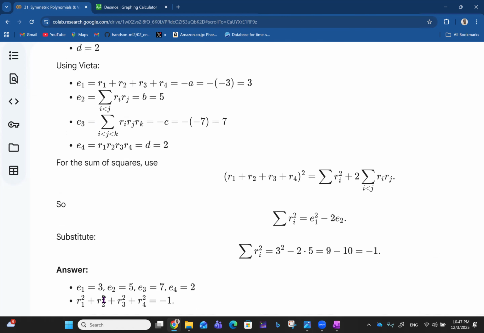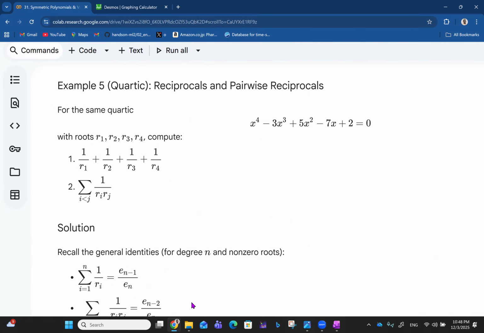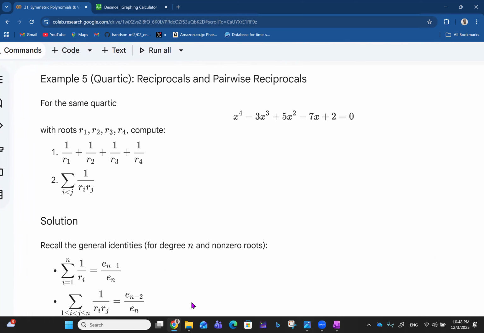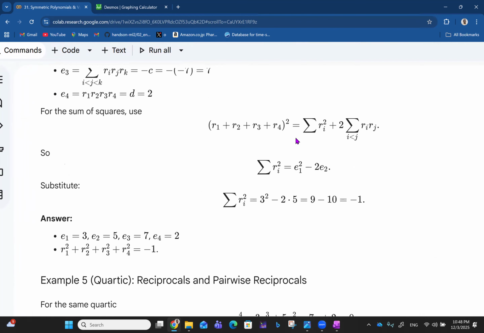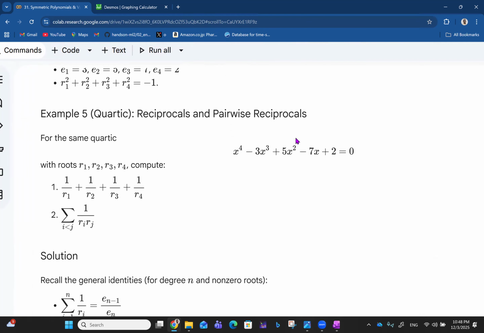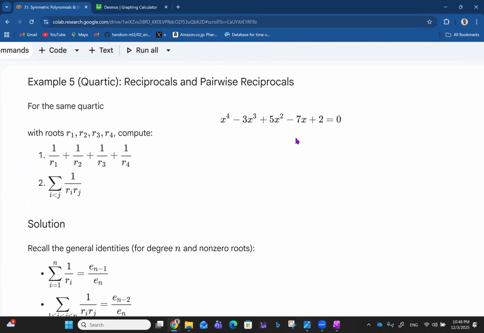And then R1 squared plus R2 squared plus R3 squared plus R4 squared is minus 1 easily. And then if you do another quartic, talking about reciprocals and pairwise reciprocals, so you have x raised to power 4, it's the same expression. So for the same quartic, x raised to power 4 minus 3x cubed plus 5x squared minus 7x plus 2 equals 0, with roots R1, R2, R3, R4. We want to compute this and then compute this.